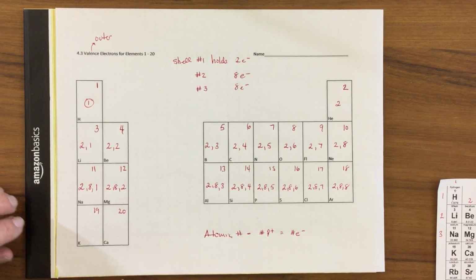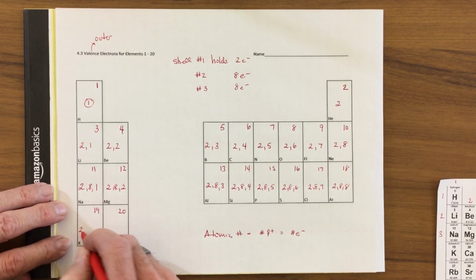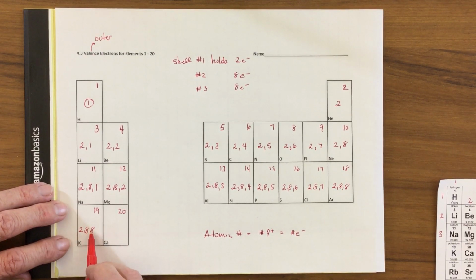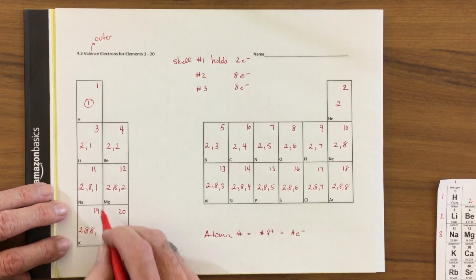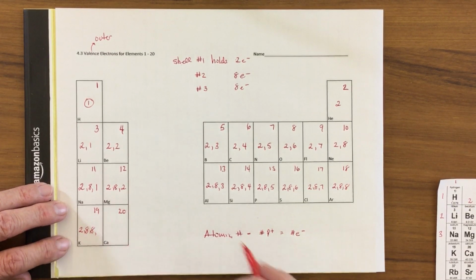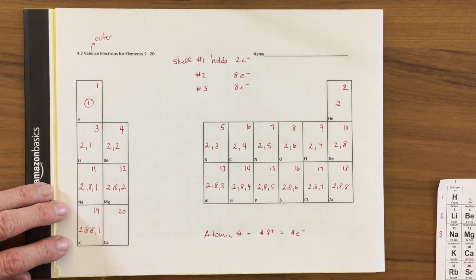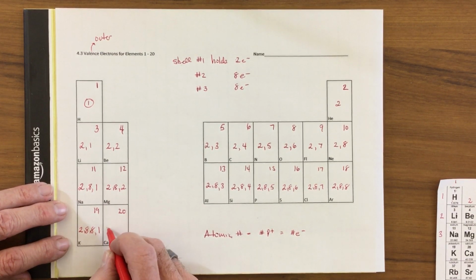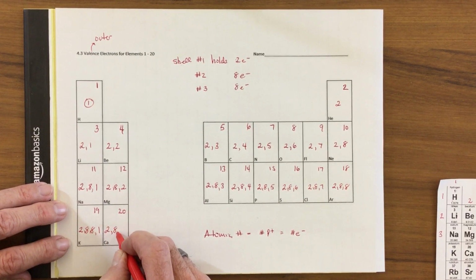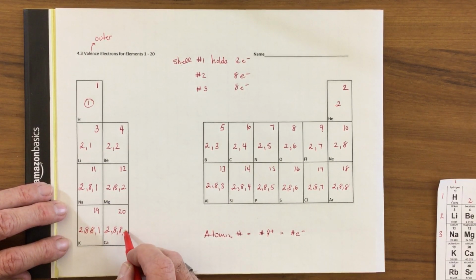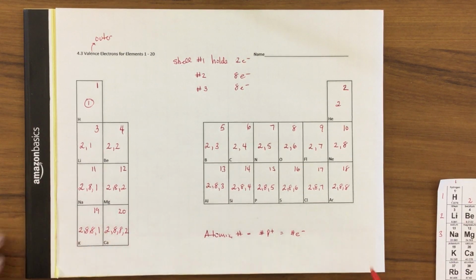So what if we have 19? We're going to have 2, 8, and 8. 2 plus 8 is 10. 10 plus 8 is 18. How many will fit in the fourth shell, which we haven't talked about? 1. We have 20 electrons to fill the shells. 2 will fit into the first, 8 into the second, 8 into the third. 2 plus 8 is 10. 10 plus 8 is 18. How many will fit in the fourth shell? 2.